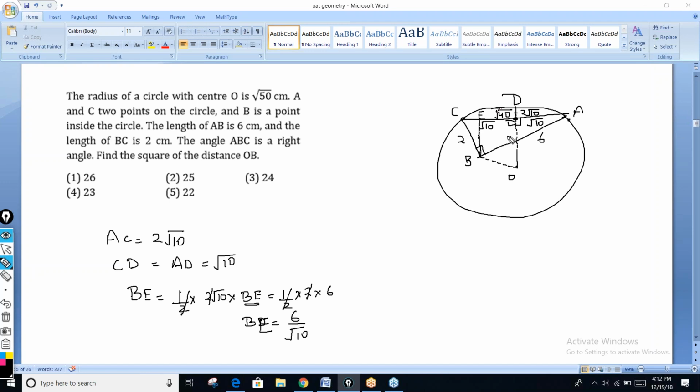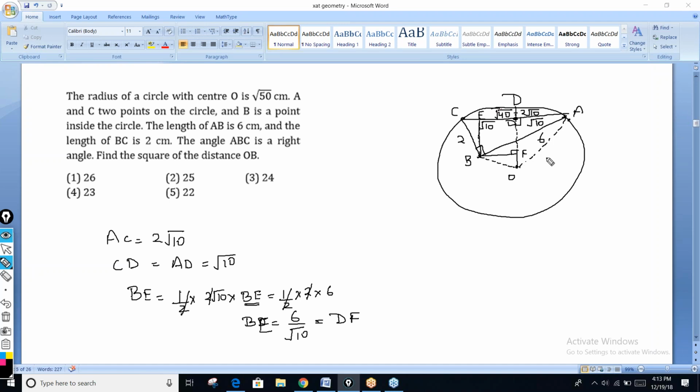If BE is 6 upon root 10, similarly, if I drop a perpendicular from here, can I say DF is also 6 upon root 10? This becomes a rectangle now. BEDF becomes a rectangle. So BE is 6 upon root 10, so DF is also 6 upon root 10. And do we know the length of OD?